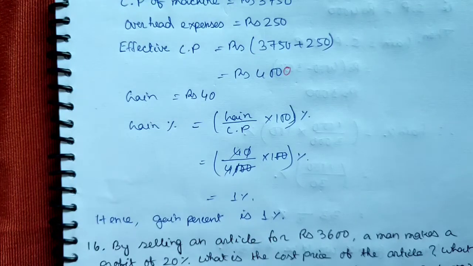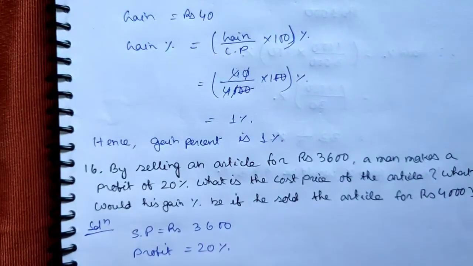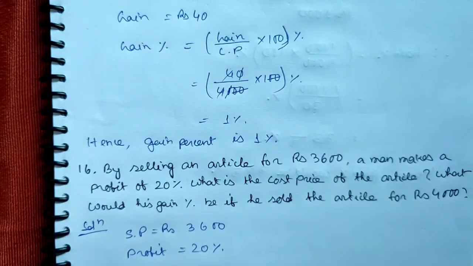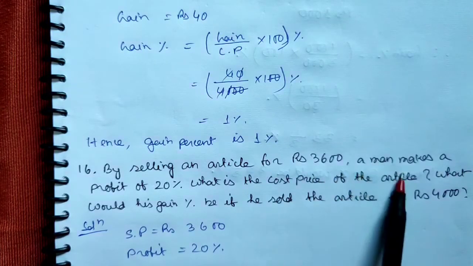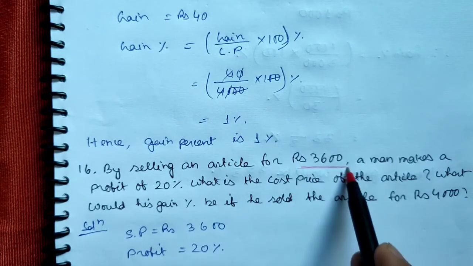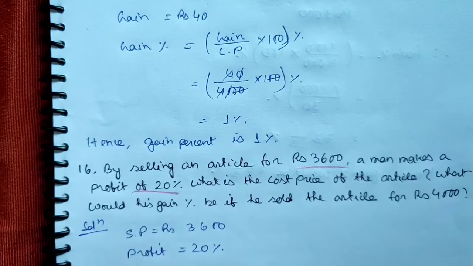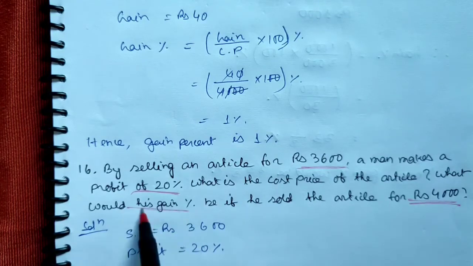So this is clear? Okay. So now let's move to our next question, that is question number 16. This previous question was very easy. So here the question is, by selling an article for rupees 3600, a man makes a profit of 20%. What was the cost price of the article? What would his gain be if he sold the article for rupees 4000? Definitely his gain percent will increase.